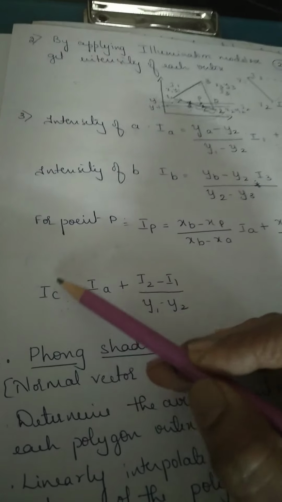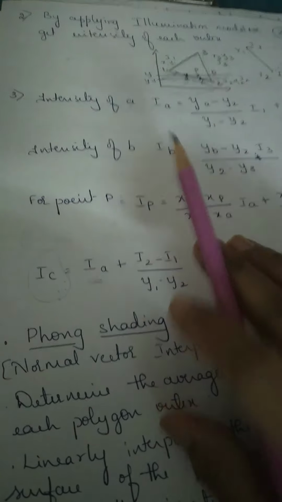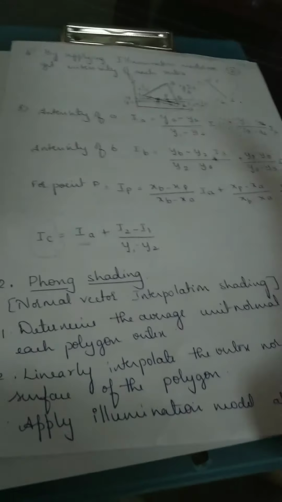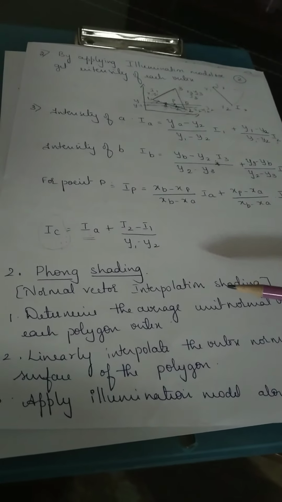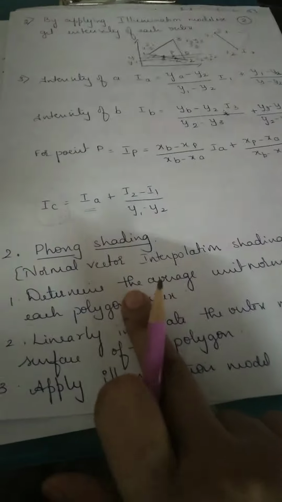By this we'll get the point intensities, and then the computer can start shading. The second shading method is Phong shading. This is also called normal vector interpolation shading. Again there are 3 different steps. The first step is the same as Gouraud shading, but the second and third steps are changed. The second step is to linearly interpolate the vertex normal over the surface of the polygon. The third is to apply the illumination model, just interchanged.